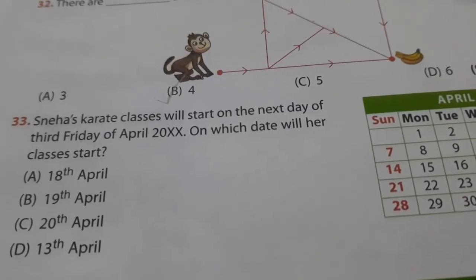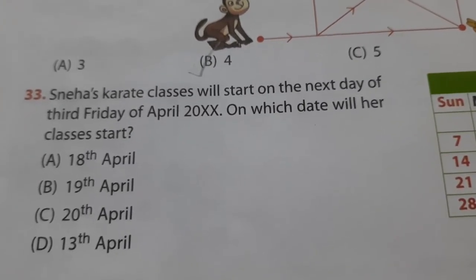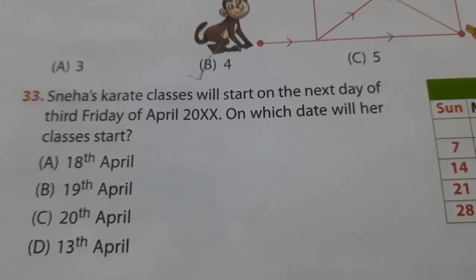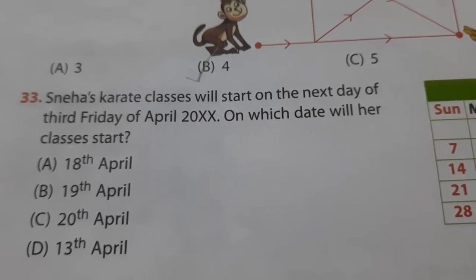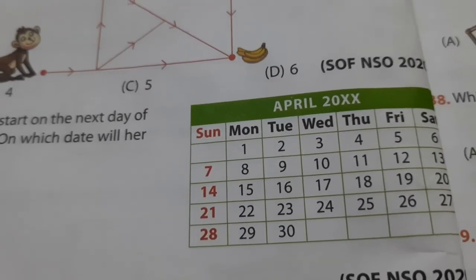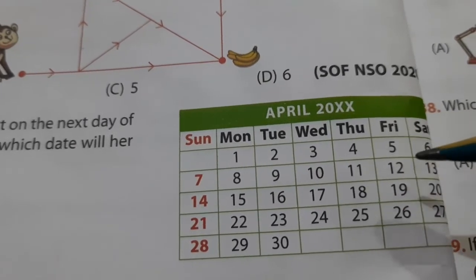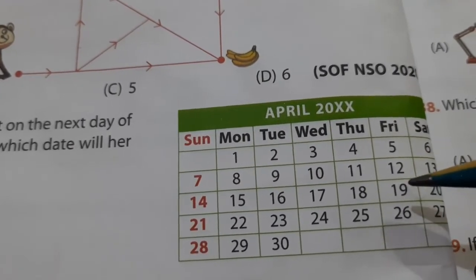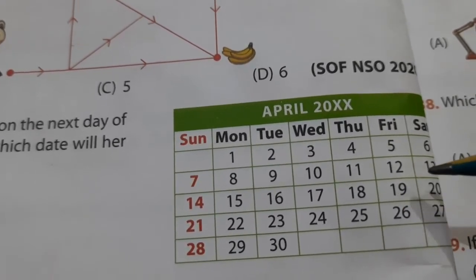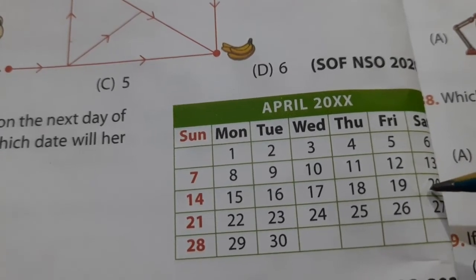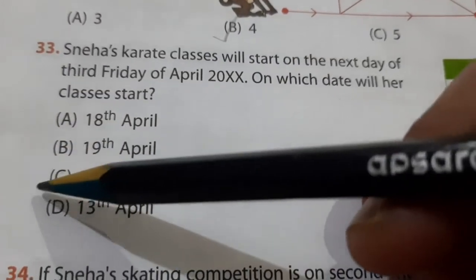Let's look at the next question, which is question number 33. Sneha's karate classes will start on the next day of the third Friday of April. On which date will her class start? So, the next day of the third Friday. Let us closely look at the calendar. First Friday, second Friday, and third Friday is the 19th of April, and the next day of the third Friday is nothing but the 20th of April, which is option C. Please tick.